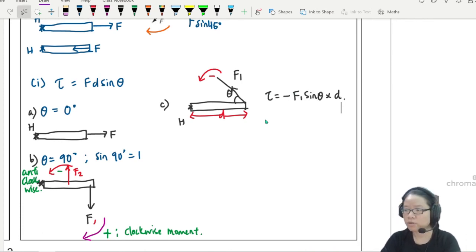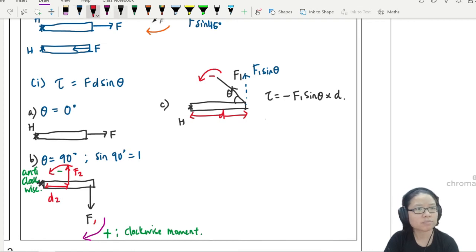Whether you need to resolve or not, if you can do it mentally, that's okay. If not, feel free to resolve. No harm in that. F1 sine theta. So in this case, F2 will have to multiply with D2, and F1 will have to multiply with D1, here to here, D1. But they're all 90 degrees.